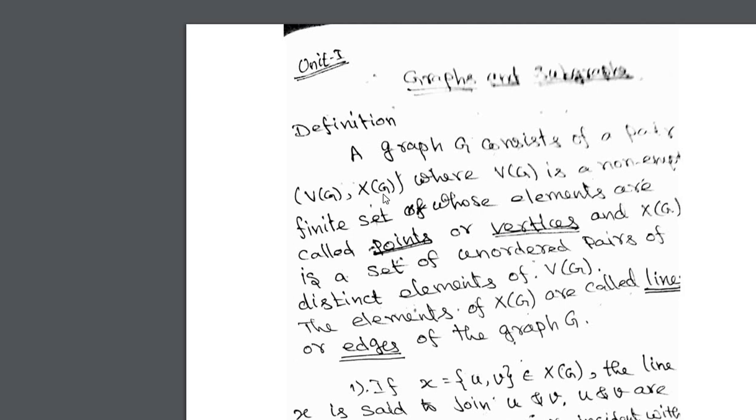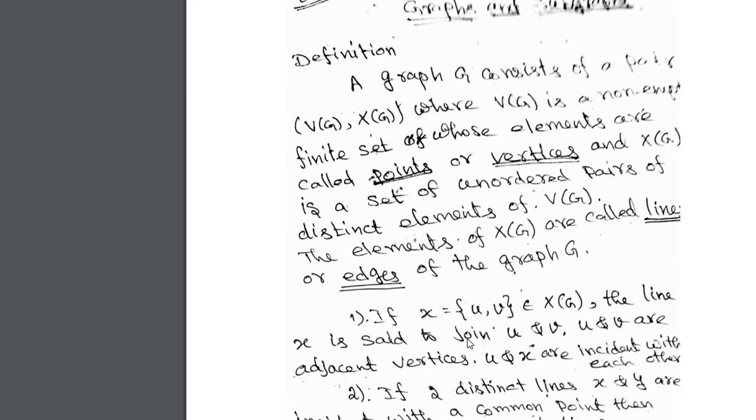Another set is X of G, a set of unordered pairs of distinct elements of V of G. Already we have defined V of G, and the unordered pairs of elements of V of G form X of G, and these elements are called lines or edges of the graph. So the elements of V of G are called vertices or points, and the elements of X of G are called edges or lines.